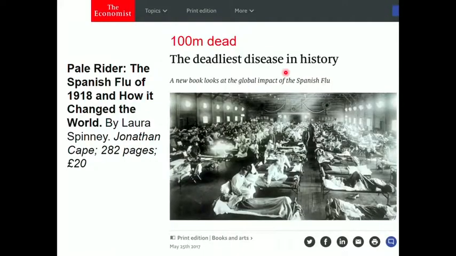Now, this was an Economist cover from some years ago advertising a book called Pale Rider. And I emphasize again, up to 100 million people died. The conservative estimate is 50. The real estimate is probably 100 because there are so many unaccounted cases.